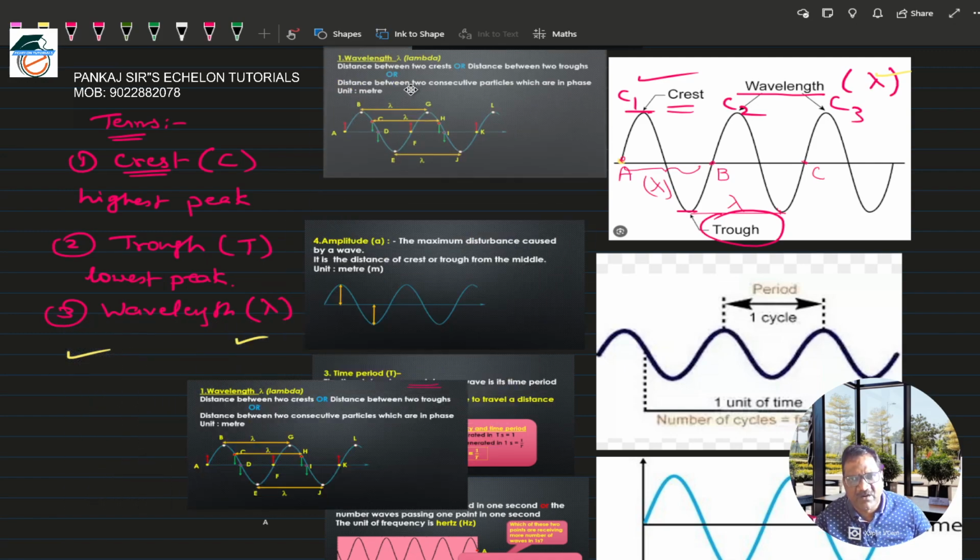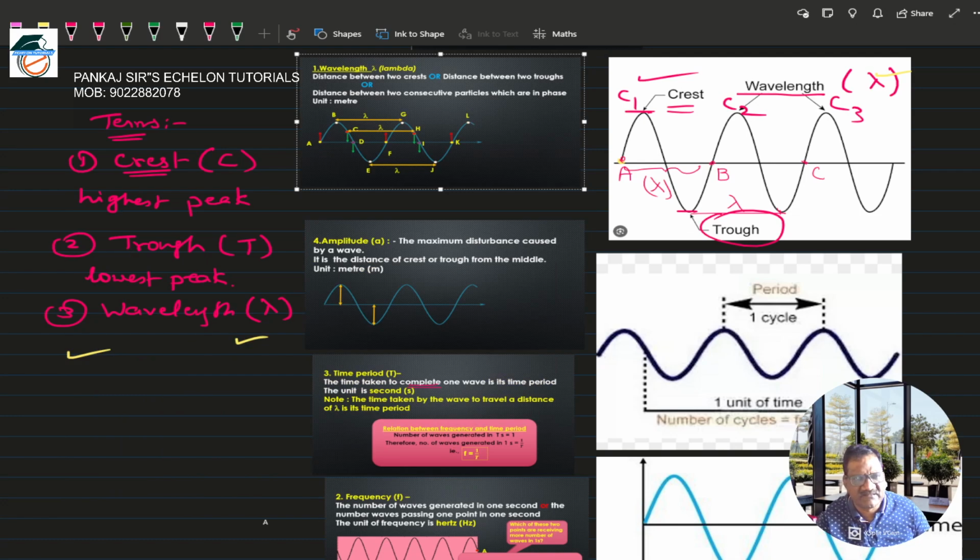Now the unit of wavelength will always be the unit of any length. If it's a big wavelength, the unit can be in meters, and if it is small, it can be in centimeters or millimeters. But for electromagnetic waves, the unit used is the Angstrom unit. It is written in this way. So that is wavelength. Now coming to the fourth point, that is the frequency.